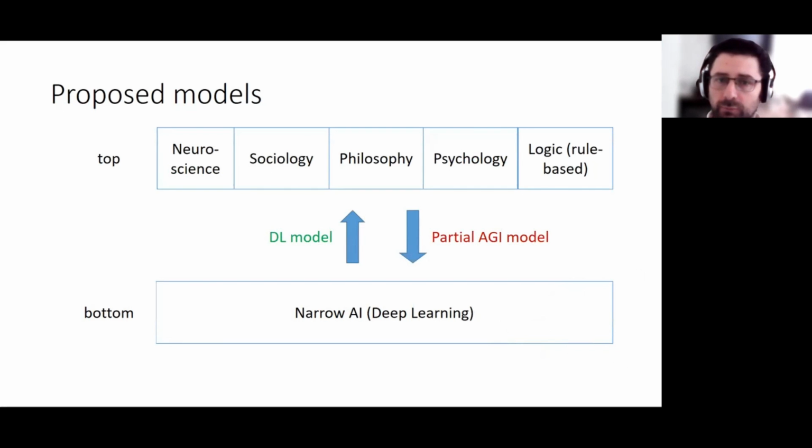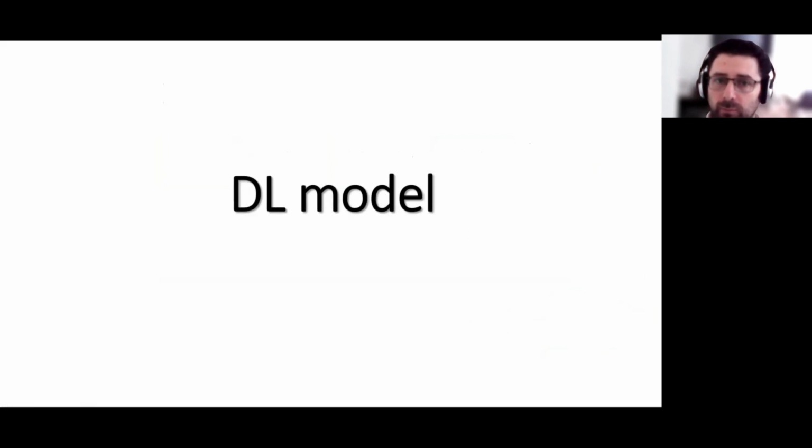Two models are proposed. One is based on deep learning, trying to reach high cognitive functions, and the second is mainly based on psychology and sociology. We start with the deep learning model.